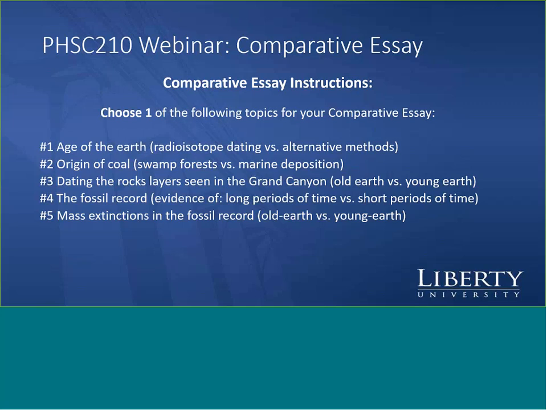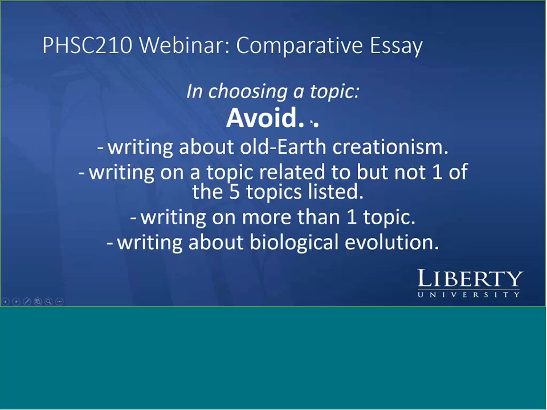And then number 4, the fossil record. There's the old Earth view of long periods of time, millions, hundreds of millions of years, versus short periods of time, years for the fossil record to have been formed. And then number 5, mass extinctions in the fossil record. That's related to the previous one, but you're focusing just on mass extinctions. Does this seem to indicate old Earth or young Earth, these particular rock layers where we see large numbers of fossils together? All right, so those are your 5 topics.